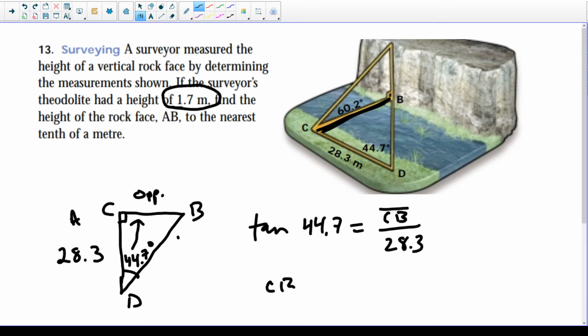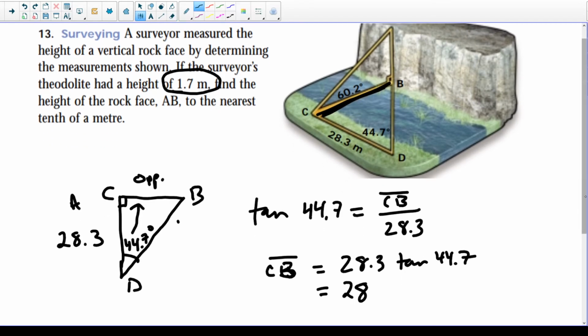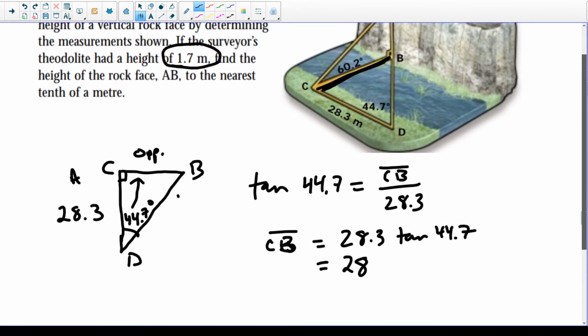And the 28.3 is going to go over to the other side and multiply. Now what I did here is I just put the CB variable on the left so that everything was ready to go. And then you just type that into your calculator. So 28.3 times tan 44.7 equals 28 is what I'm getting for that one. And then we're going to use that value in the second triangle.